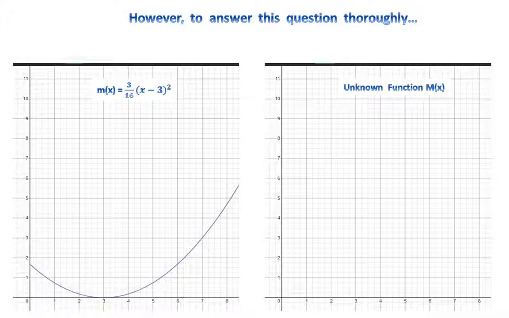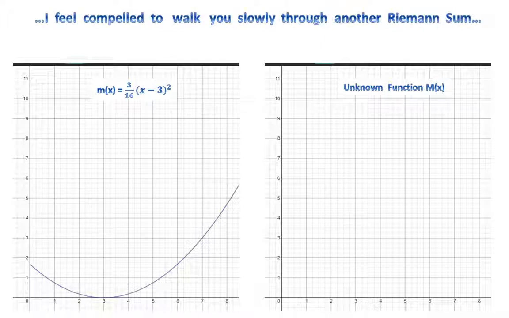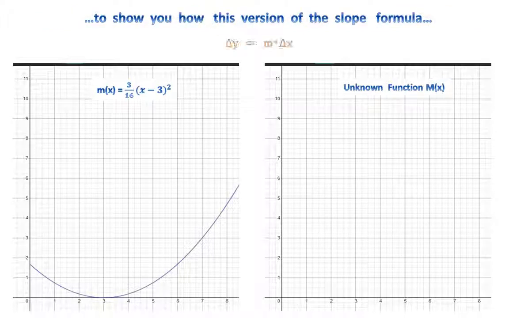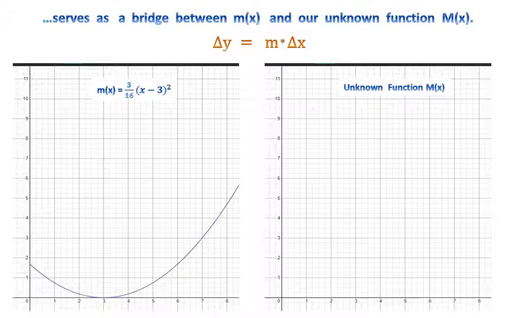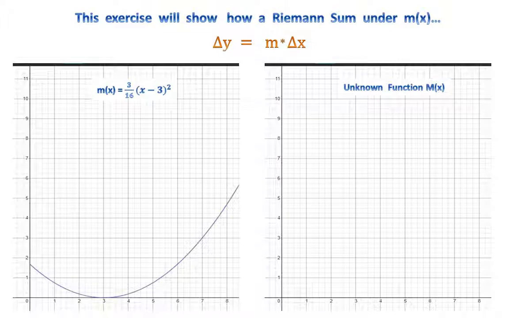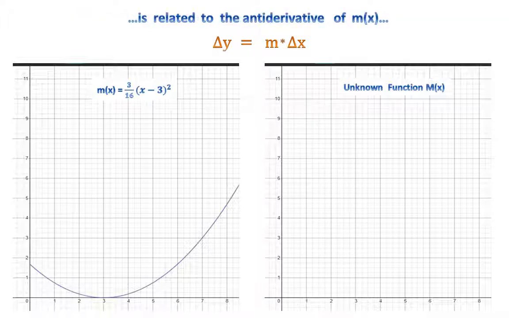However, to answer this question thoroughly, I feel compelled to walk you slowly through another Riemann sum to show you how this version of the slope formula serves as a bridge between little m of x and our unknown function, capital M of x. This exercise will show how a Riemann sum under little m of x is related to the antiderivative of little m of x, which for now we call capital M of x.